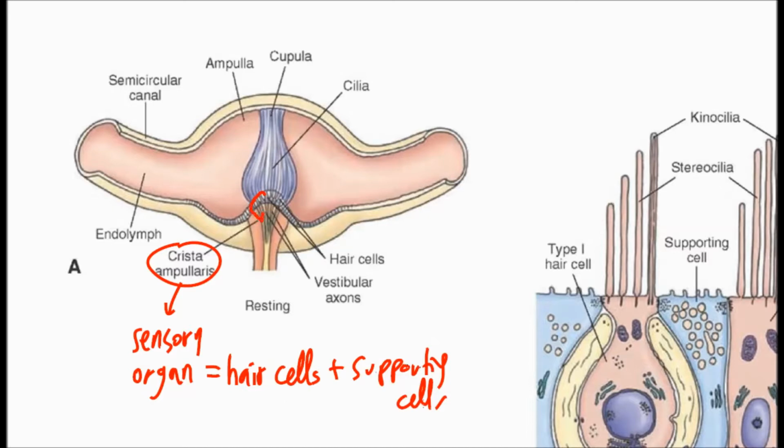So this is the crista ampullaris, and on top of this structure there's a cupula. The cupula is the gelatinous mass that covers the top of the crista ampullaris. So it's a gel-like substance.